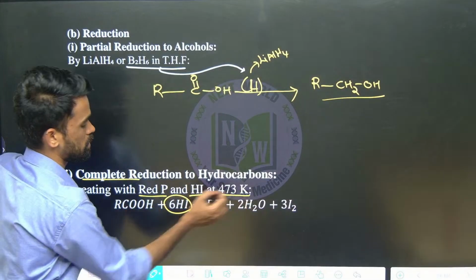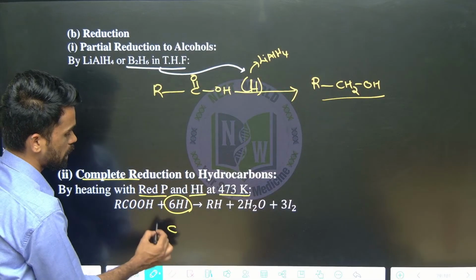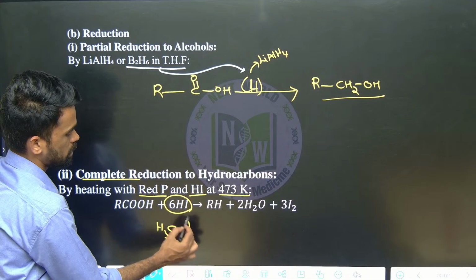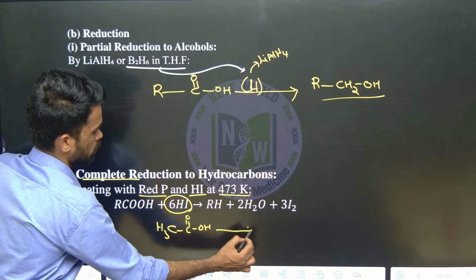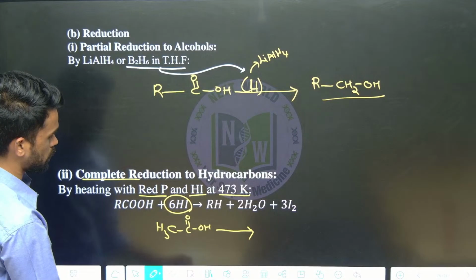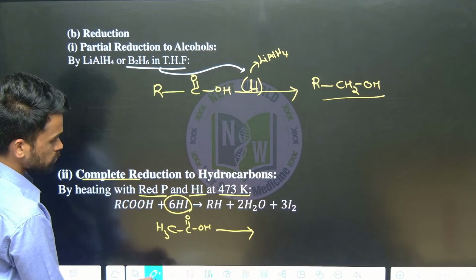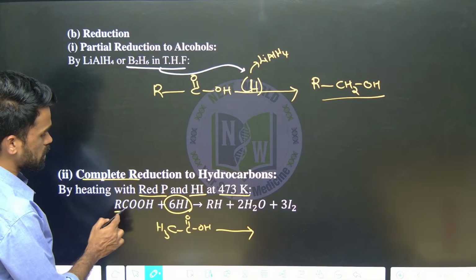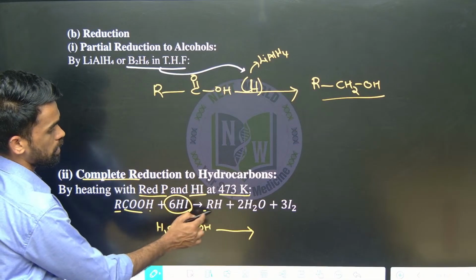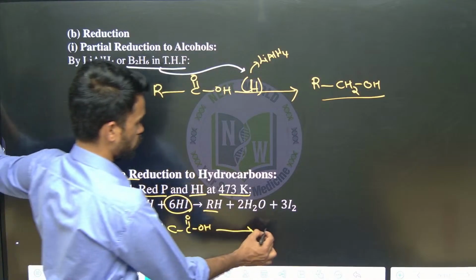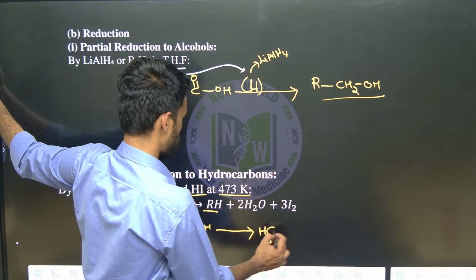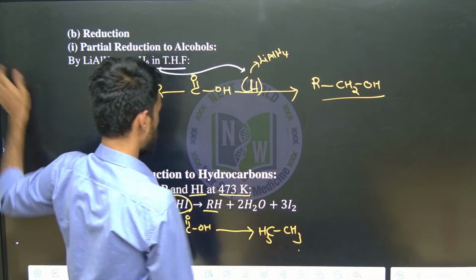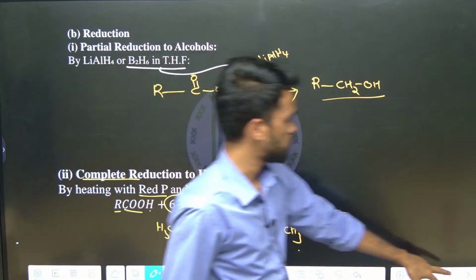Okay, by heating it with HI and red phosphorus at 473 Kelvin. For example, I have acetic acid. Acetic acid upon heating, what happens here? It will form the respective product. So here RCOOH is there, giving you an RH type of product. So here you are going to get CH3CH3. This is the product formed.